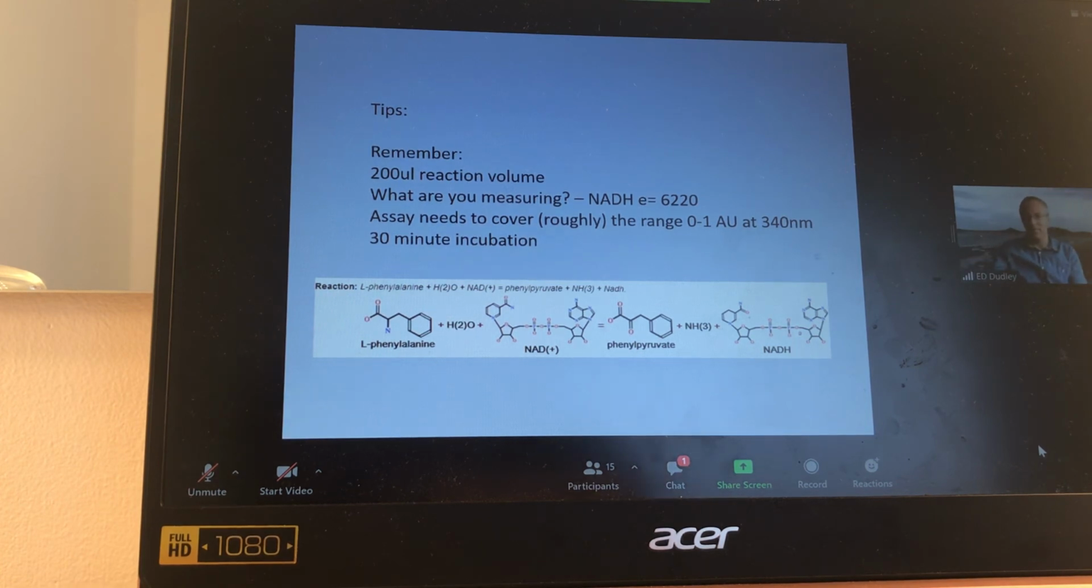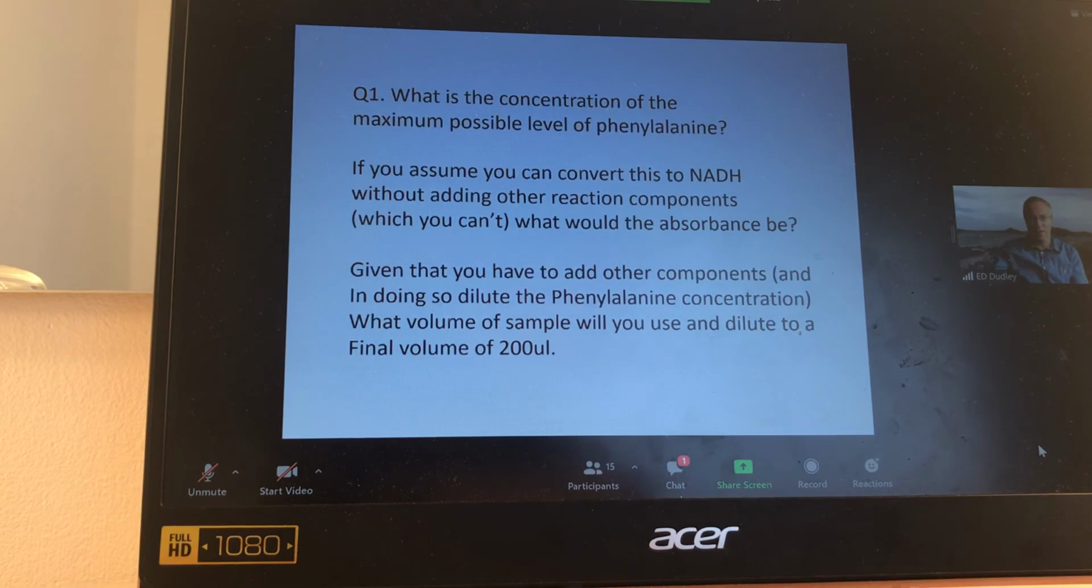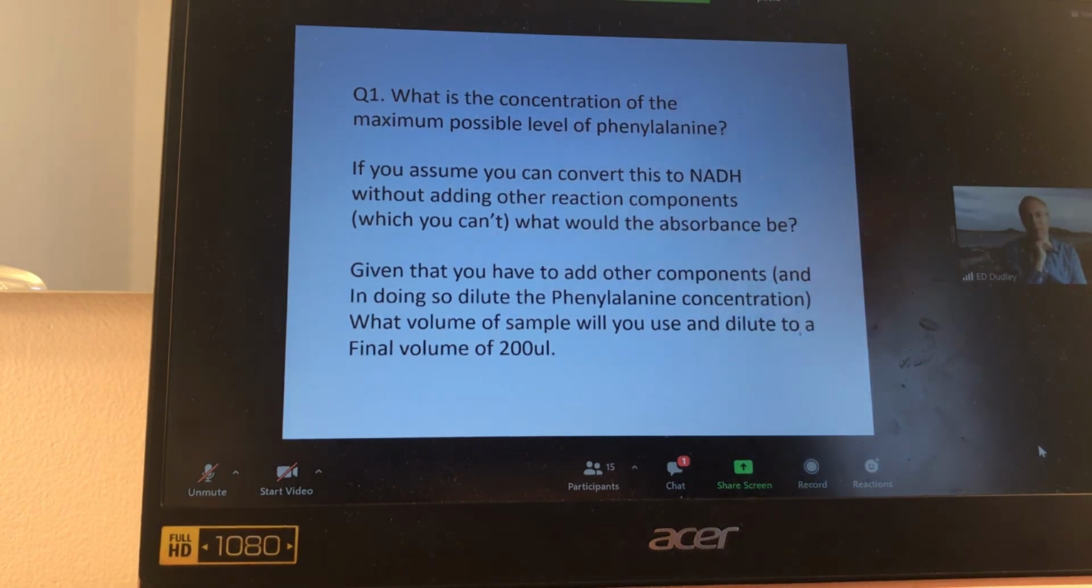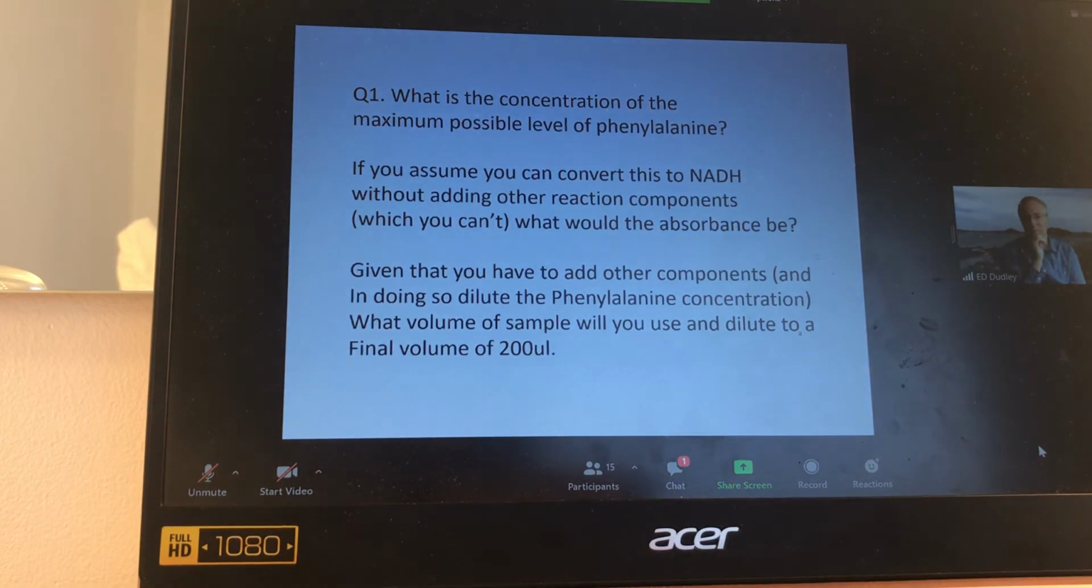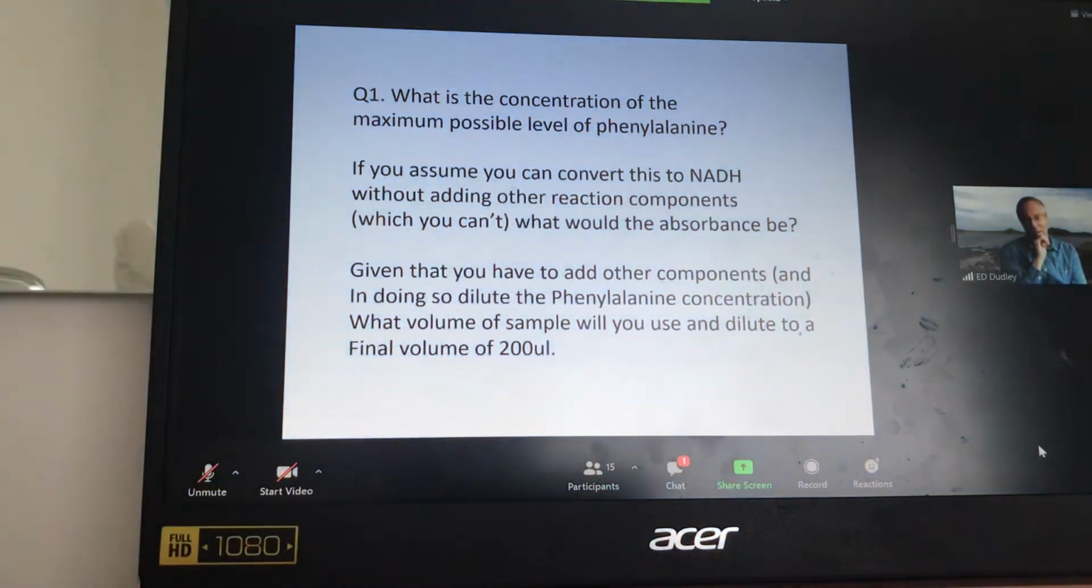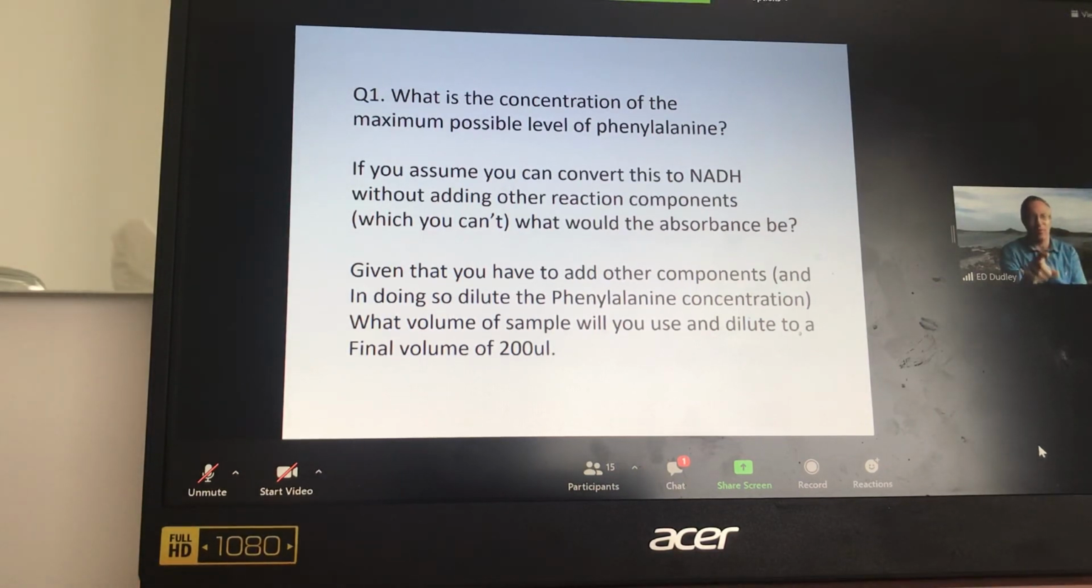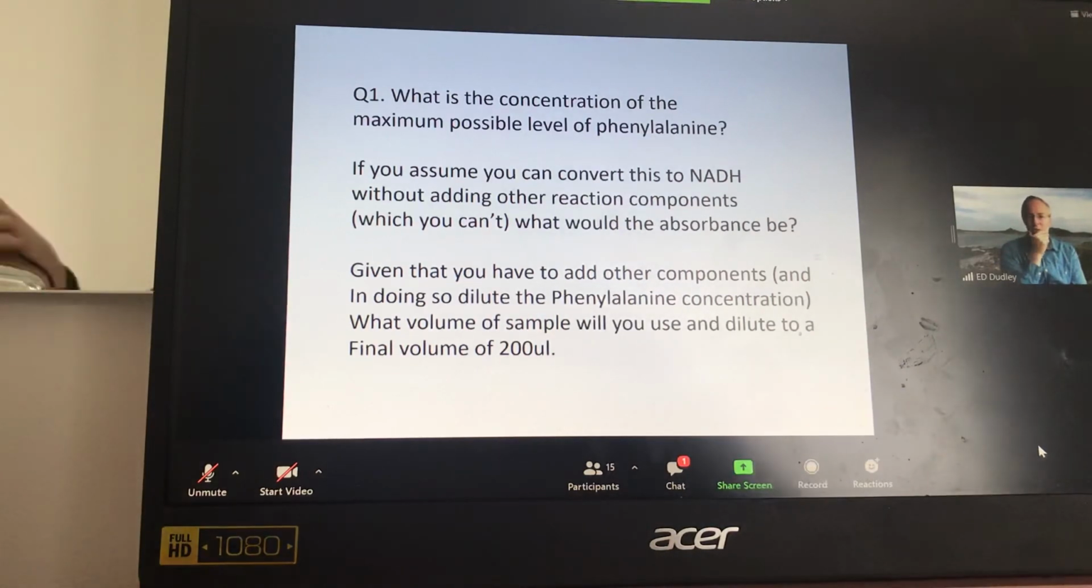So far so good? So we're going to do this by looking at 4 different questions which will help us develop the assay. The first question, we'll do this in breakout rooms initially and we'll see how that goes. So the first question is basically, what is the concentration of the maximum possible level of phenylalanine you would expect to find in the sample? If you take the maximum level that we've stated is possible, 5 mg per 100 ml, what is that as a concentration?